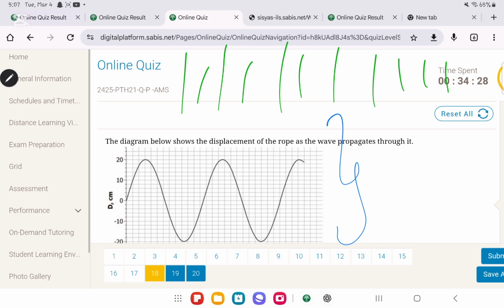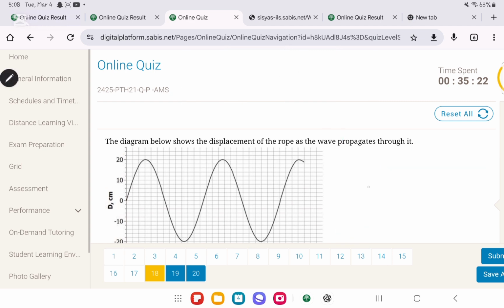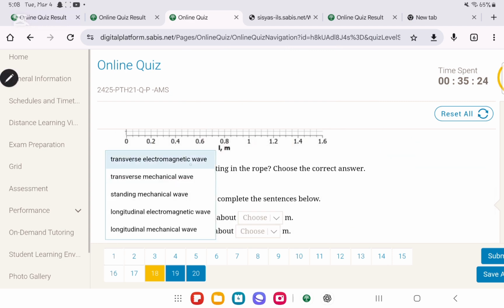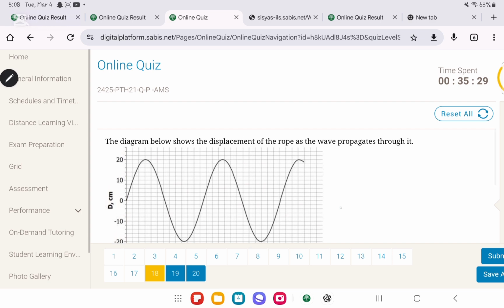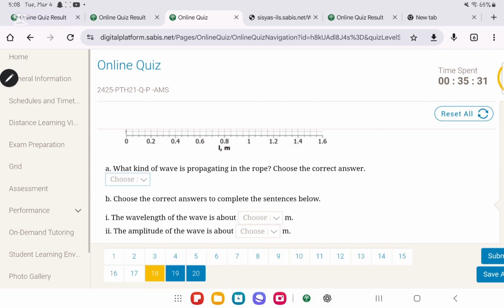So, all you need to memorize is that the transverse waves look like a sine function, okay? Whereas the longitudinal have compressions and rarefactions. So this is definitely a transverse. Now we need to know, is this electromagnetic or is this mechanical?